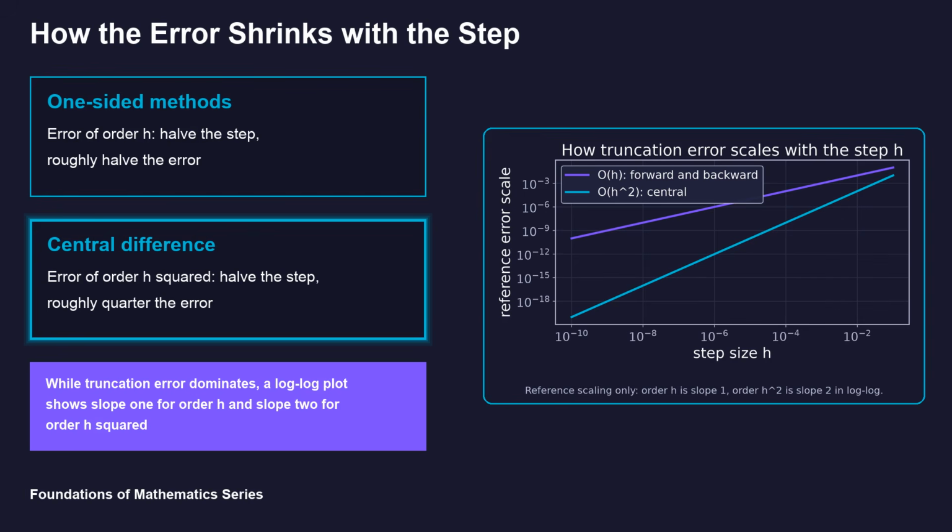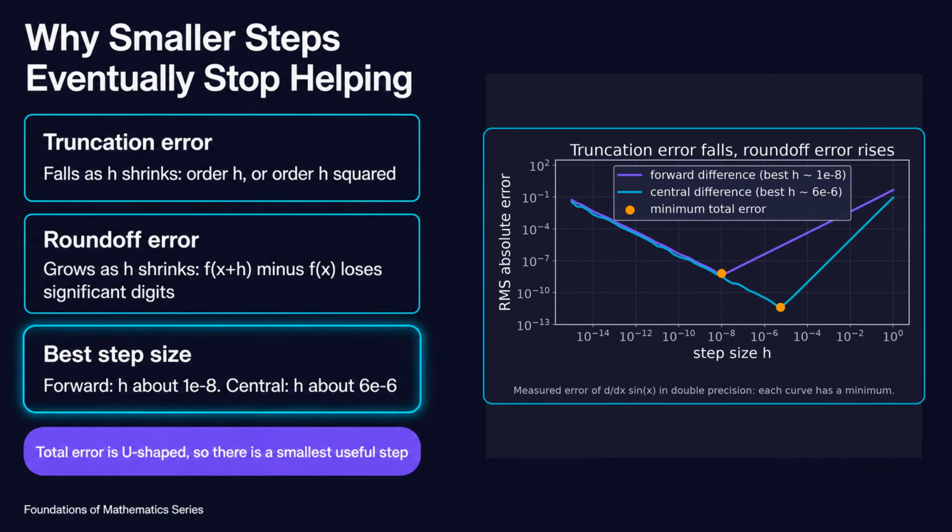One warning before you take that picture too literally: the straight lines do not continue forever. For very small h, floating point roundoff takes over and the measured error stops falling. The next slide shows what that looks like and where the turning point sits. There's a limit to how far you can push the step down, and it is better to know it in advance than to meet it by accident.